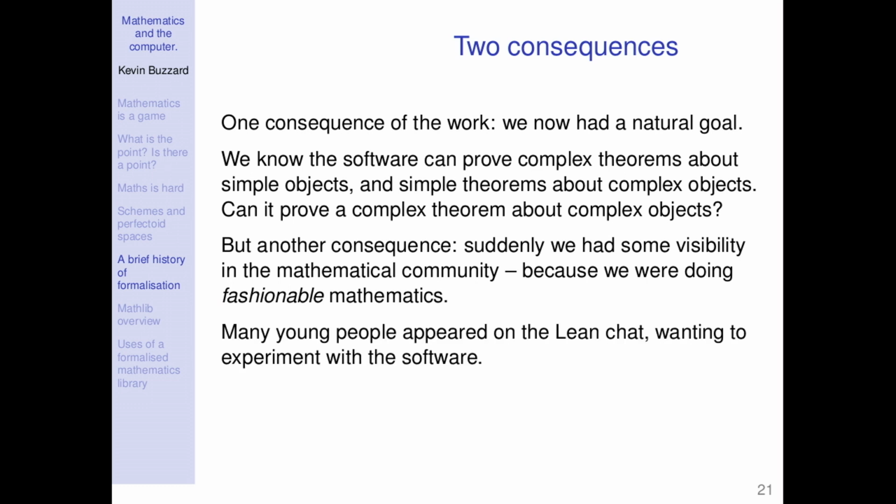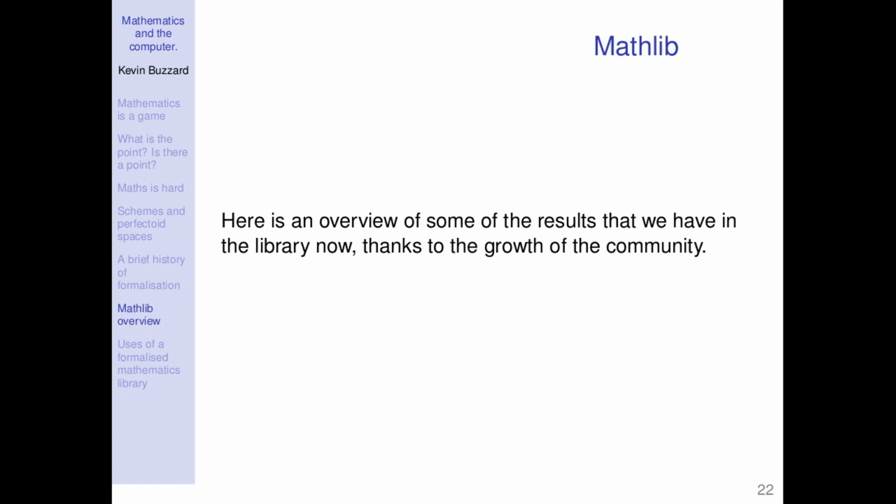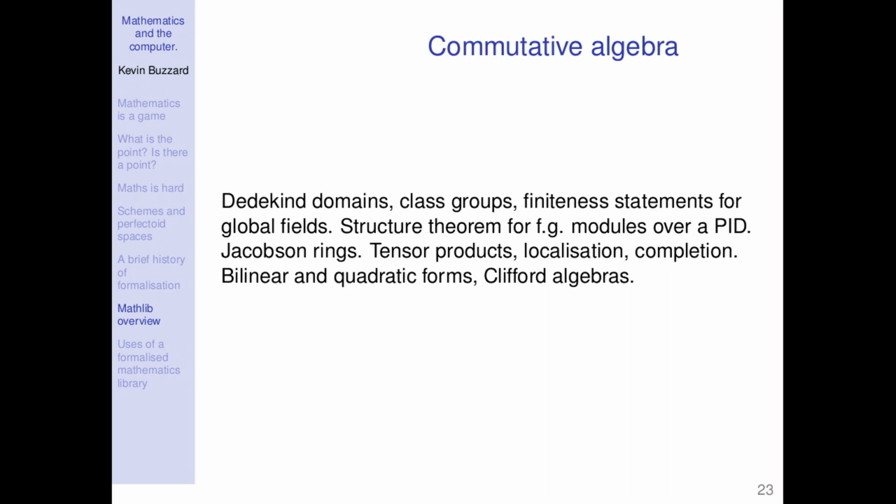So that was great. And as a result, this mathematics library that we're building everything on top of started growing. At the beginning, it just had groups, rings, and fields, and a couple of other things. But now let me give you some kind of overview of what's in this library. Commutative algebra is really good, right? Anything you want in commutative algebra, we can get. These are just examples of things which people have come along and done.